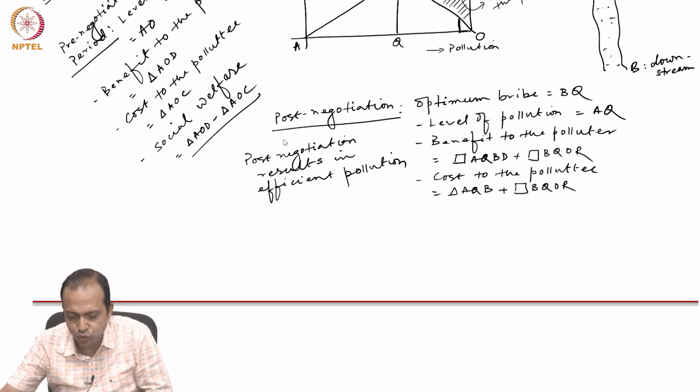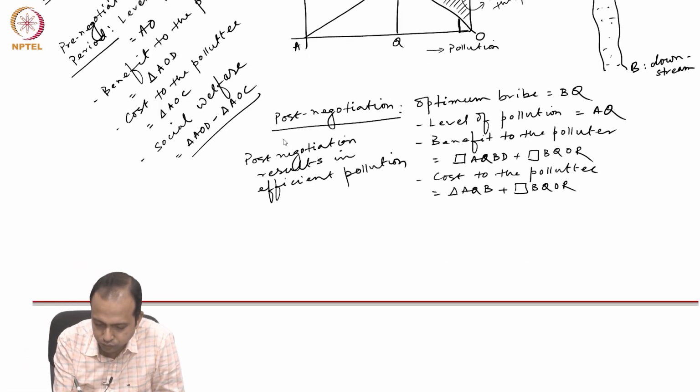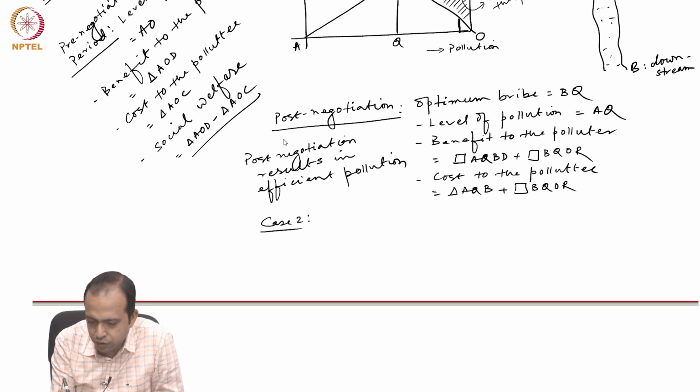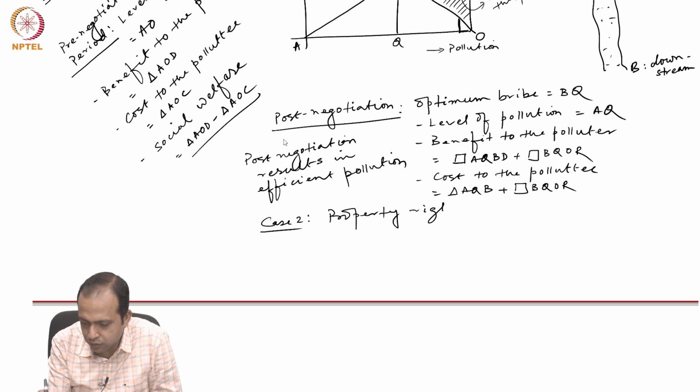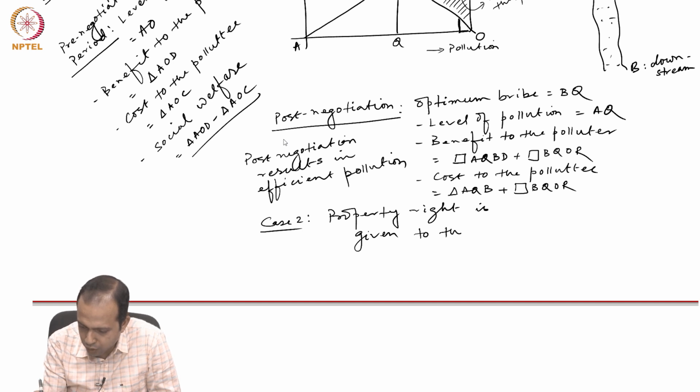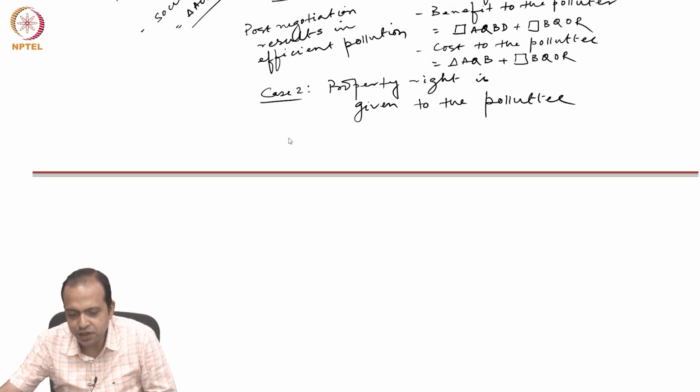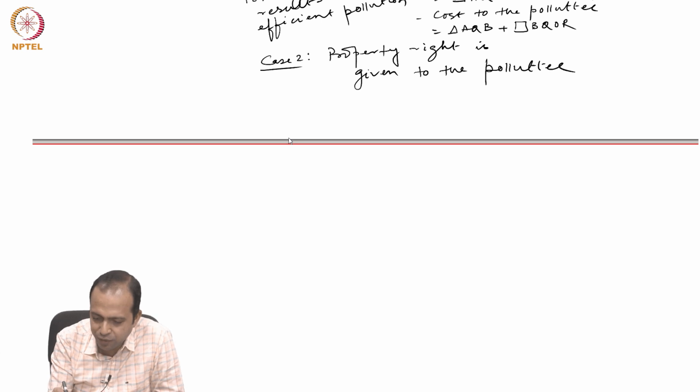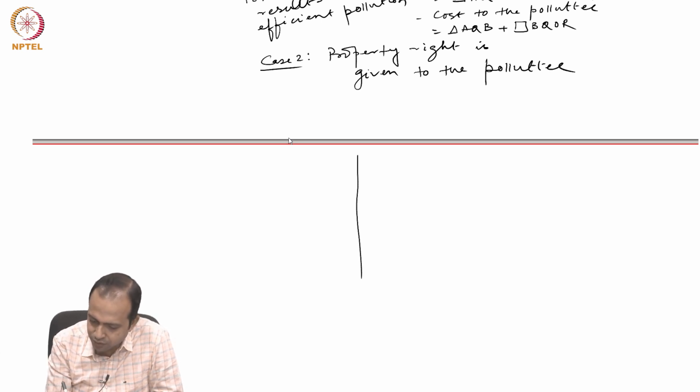Now, let us think about case 2, when property right is given to the polluter. If property right is given to the polluter, what will happen? Let me draw the diagram once again.